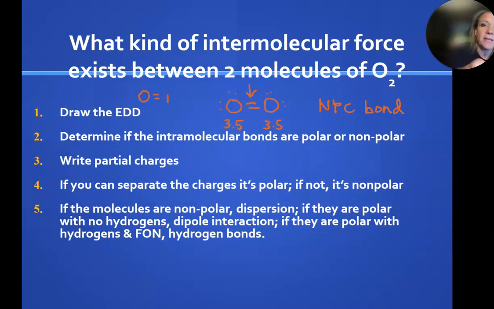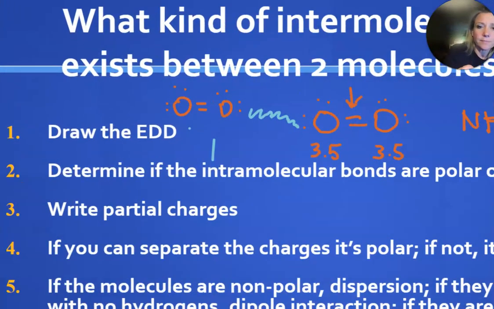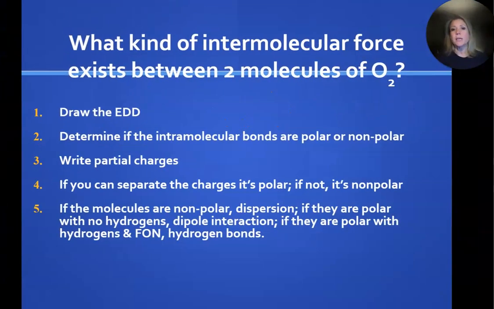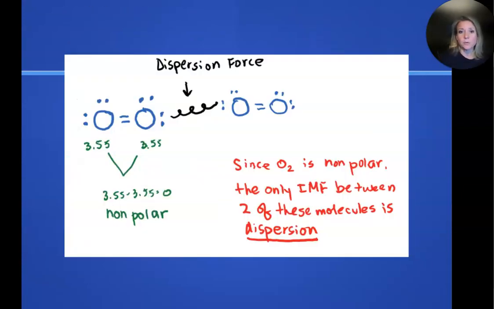And if I had another oxygen molecule off to the side here, they would be attracted to each other, but this attraction would be a dispersion force only. And the reason why it would be dispersion only is because dispersion is the only kind of intermolecular force that exists between two molecules that are nonpolar. And so this is the summary of what I just did here.